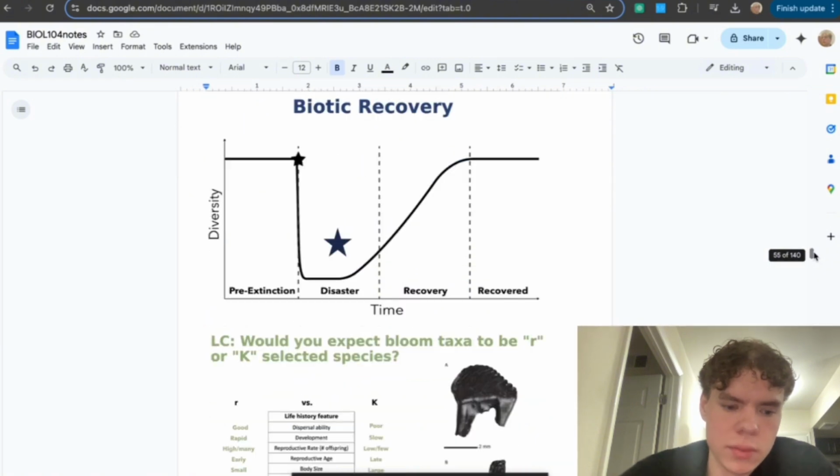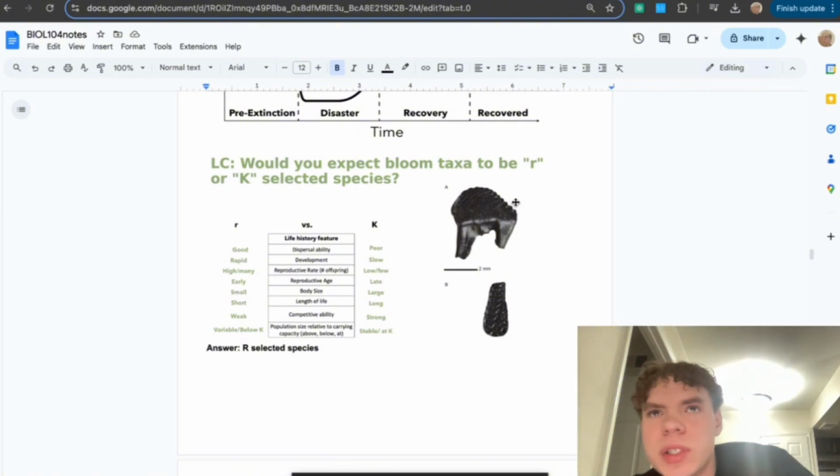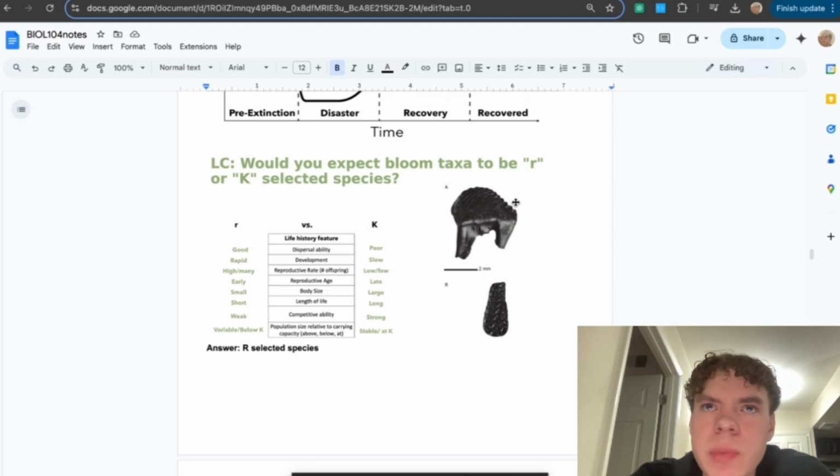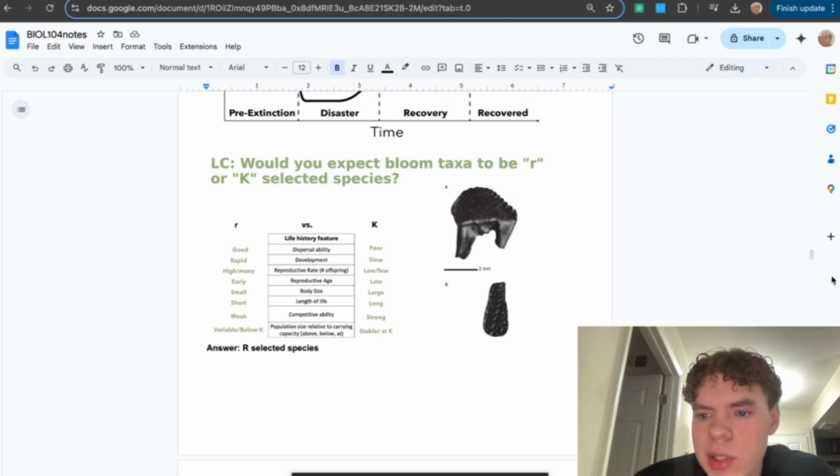So we talk about pre-extinction, disaster, recovery, recovered. Okay, so we look at R and K selected species. We just said R selected species can reproduce exponentially, versus K selected species, which cannot reproduce exponentially, but they're more competitive and usually larger animals. So would you expect Bloom taxa to be R or K selected species? We say Bloom taxa would be R selected species because they can reproduce exponentially with little to no resistance, but may not be able to keep that up for very long and survive. So the answer is R selected species.